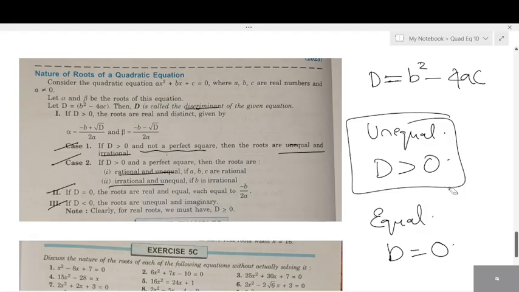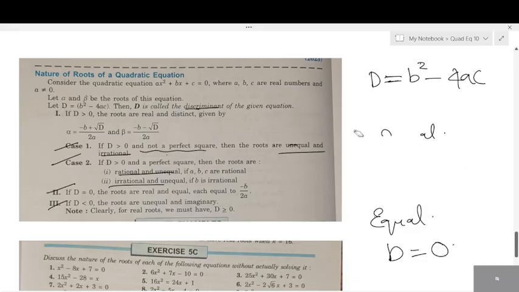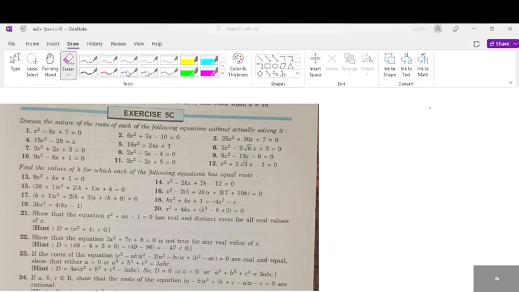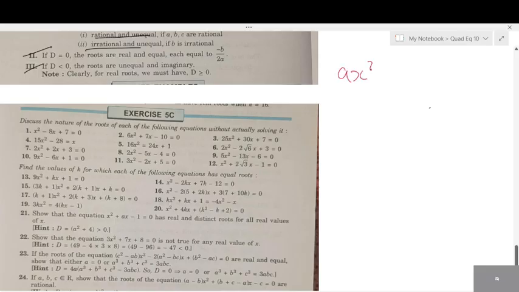Just remember the word unequal, rational, unequal and irrational. Okay, that is not required. Unequal and equal, that is enough. Now, whatever question they give, first you have to arrange it in the form ax square plus bx plus c is equal to 0.